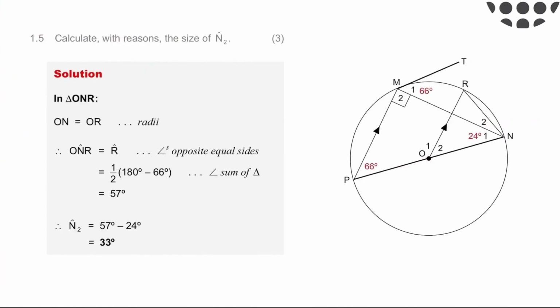So starting from the beginning, ON equals OR, radii. Therefore, angle ONR equals angle R. So these two angles are equal. Angles opposite equal sides. We've already discussed the subtraction, so we can simply state the answer is 57 degrees. Don't forget the reason, angle sum of triangle. We don't need a reason on the last part because we are simply doing a calculation. So angle N2 is 33 degrees. That was a challenging question compared to the others in this particular example.